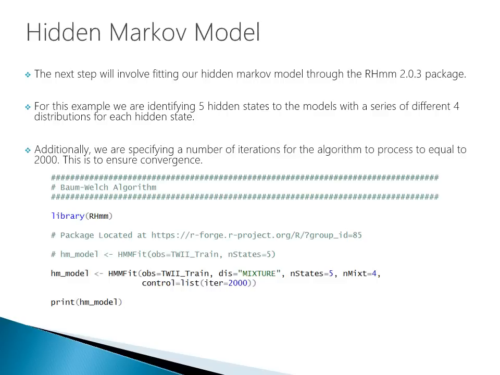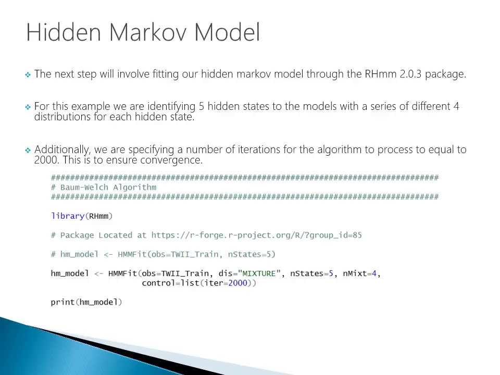And additionally, we are specifying the number of iterations for the algorithm to process to equal 2000. And this is to ensure convergence. Different models and packages in R might have different control mechanisms. I want to ensure that I have convergence, so I don't know how many times this algorithm is going to be running. So I specified it to be 2000 in this case because I'm sure that after running this iterative process 2000 times, I'm going to have convergence. So when you're working with this in practice, just make sure that you're considering how many iterations you're running and the performance.